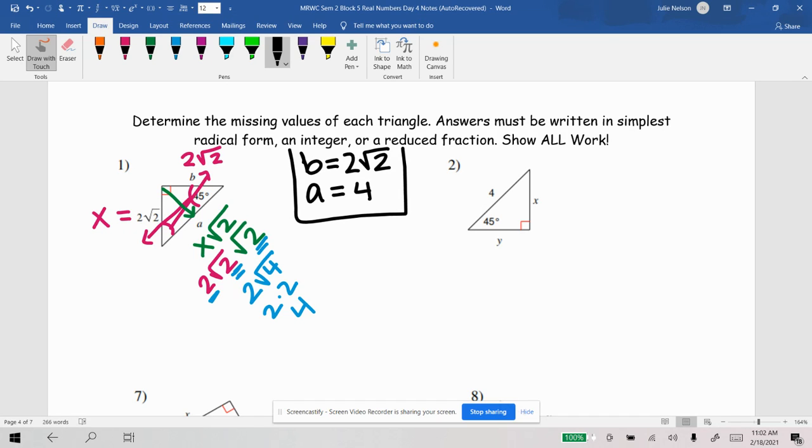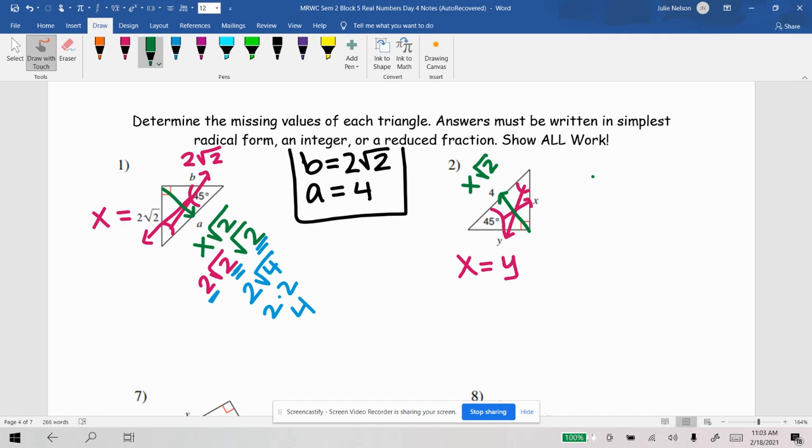Let's take a look at number 2. And number 2 is also a 45, 45, 90-degree triangle. So again, I'm going to take a look at my 45 degrees, and across from the 45 degrees, which is x, and across from the 45 degrees, which is y, those have to be equal to each other. So I know x equals y. If I take a look at the 90 degrees, that is 4.